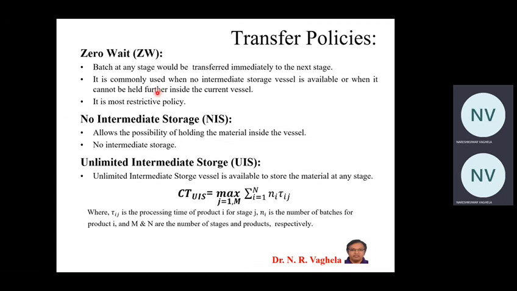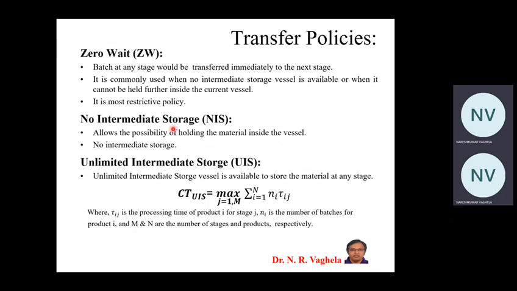So it is commonly used when no intermediate storage vessel is available, or when the material cannot be held further inside the current vessel. Means there is no intermediate vessel available and there is no holdup of any material in any stage. So it is called a very restrictive policy. That is the zero wait policy.